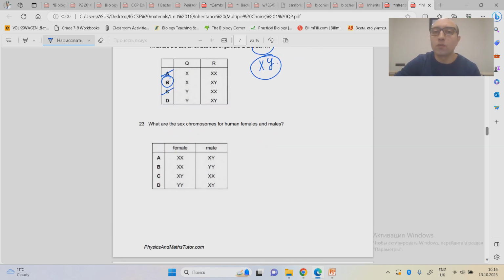What are the sex chromosomes for human females and males? This is easy for you. It is A, as we know.